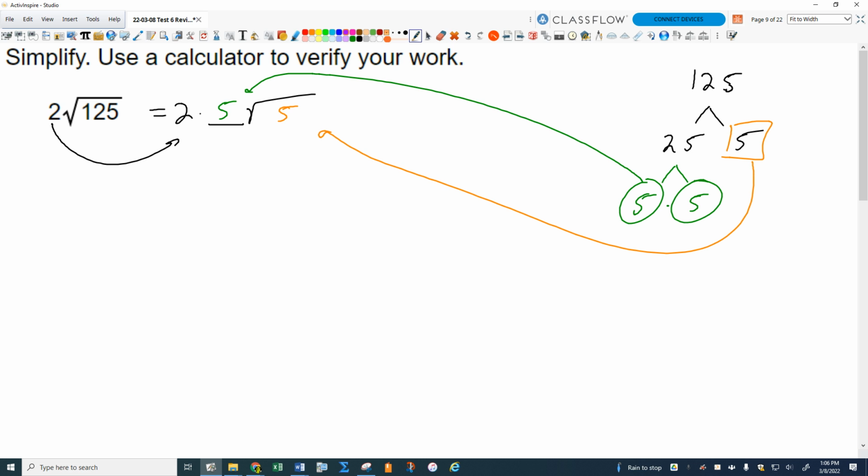And so my final answer then, I can simplify that. I've got some outside numbers here being multiplied. What does that give me? 2 times 5 is 10. So I get 10 outside and 5 inside. Done.